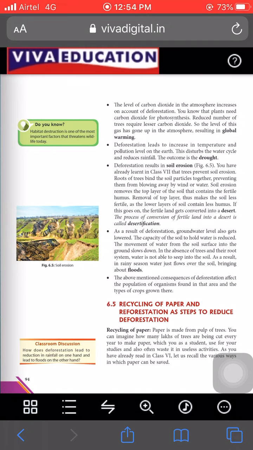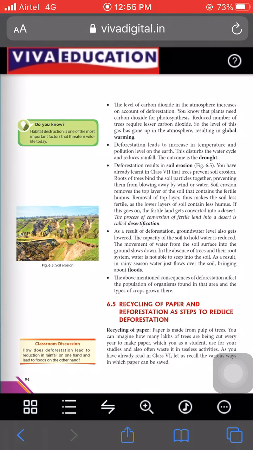Next point is, the above mentioned consequences of deforestation affect the population of organisms found in that area and the type of crops that are grown there. Means जो भी हमने अभी तक इफ़ेक्ट्स हैं जो डिफॉरेस्टेशन के डिस्कस किए हैं वो सब किस पे इफ़ेक्ट करते हैं, जितने भी लिविंग ऑर्गेनिजम्स जो प्रेजेंट होते हैं इन अ पर्टिकुलर एरिया वेयर अ फ्लड एंड ड्राउट इज कमिंग.